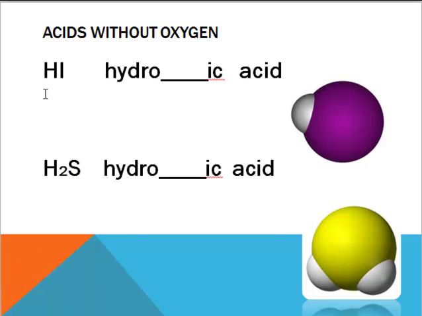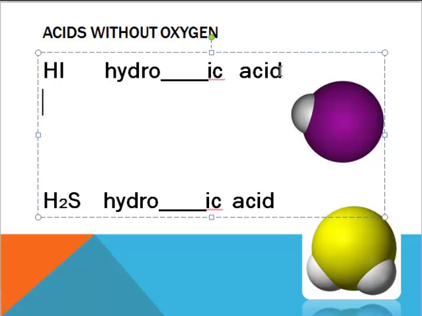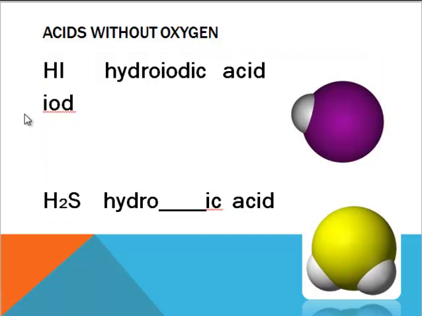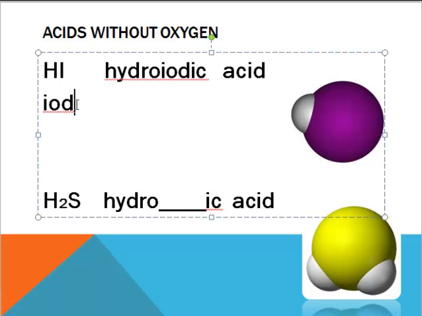Here's two more. HI. I have the hydro and the ic. I have everything ready here. All we need to do is plug in the right letters. Well, the other element besides hydrogen is iodine. I'm going to get rid of the last three letters, and I'll tack them in here. IOD. And this becomes hydroiodic acid. If you get real frustrated in this naming system, you can refer to it as hydroidiotic acid.